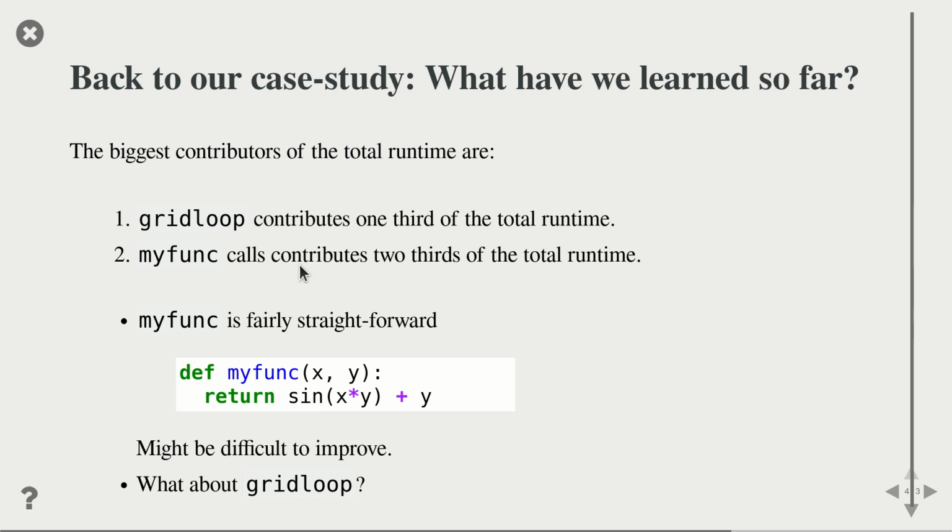Okay, so my function, so let's start with the slowest part. It's my function. And it turns out that's actually fairly straightforward. It's just 2 lines of code. So it's not that obvious what we can do here, right? So that's unfortunate because there's a lot of time spent in here, but unfortunately not much to be gained, at least for now. What about grid loop?